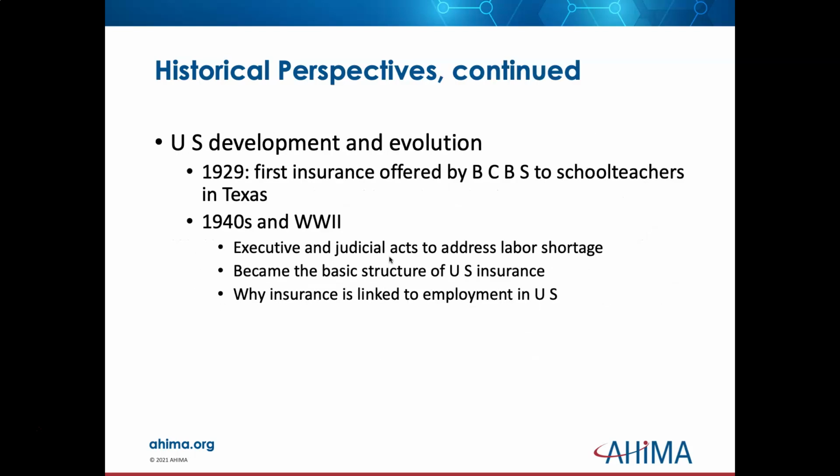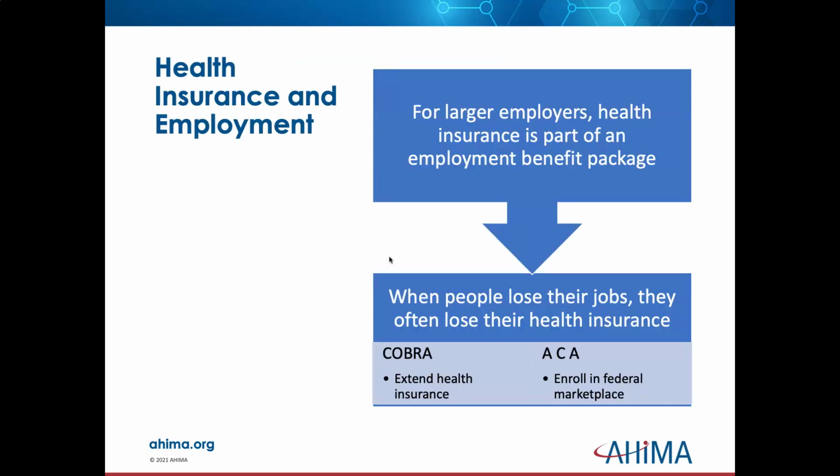The U.S. has developed its healthcare delivery system and evolved starting in 1929 when first insurance was offered by Blue Cross Blue Shield to school teachers in Texas. Then you had the 1940s and World War II. You had executive and judicial acts that addressed labor shortages, and insurance became linked to employment, and you had a basic structure of U.S. insurance and healthcare delivery occur. So even though you had insurance first being offered in 1929, it wasn't until the 1940s, World War II, and that era that it really became entrenched and it became part of employment.